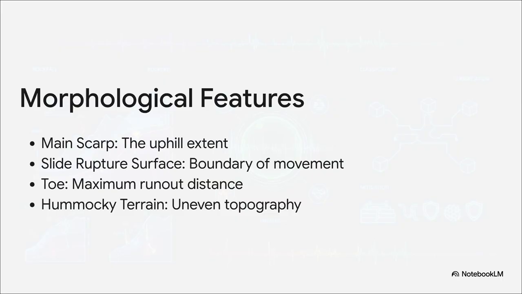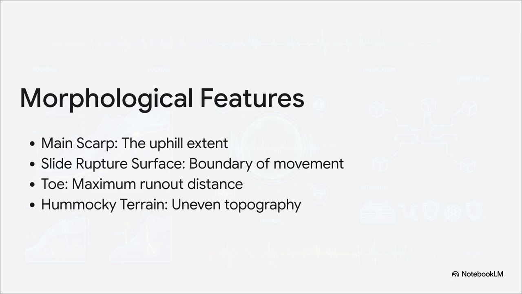So, when an event like Gros Ventre happens, how do we study it afterward? Well, landslides leave behind very distinct geological signatures. It's almost like a crime scene. When you look at a hillside that has failed, look first for the main scarp. This is the steep, crescent-shaped cliff at the very top, marking the uphill tear where the material actually broke away. The surface it slid on is the slide rupture surface. Down at the very bottom, marking the maximum runout distance of the debris, is the toe.